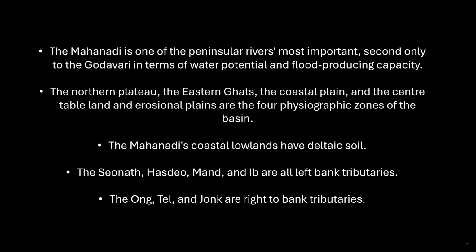meters. The Mahanadi is one of the most important peninsular rivers, second only to the Godavari in terms of water potential and flood-producing capacity. The northern plateau, the Eastern Ghats, the coastal plain, and the central tableland and erosional plains are the four physiographic zones of the basin. The Mahanadi's coastal lowlands have deltaic soil. The Sonath, Hasdeo, Mond, and Ibi are all left-bank tributaries. The Ong, Telen, and Jonk are right-bank tributaries.